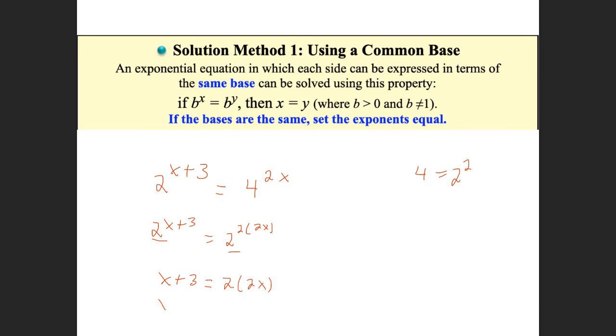So if I wanted to solve this, I'd get x plus 3 is equal to 4x. Subtract an x off there, so 3 is equal to 3x. x would equal 1. Now if I put that back in there, that would be 2 to the fourth is equal to 4 to the, if I put 1 in here, 4 to the second. Is that true? Well, 2 to the fourth is 2 times 2 is 4, times 2 is 8, times 2 is 16. So 2 to the fourth is 16, 4 to the second is 16. So yes, that is true. So that's the first type of problem that we would do.